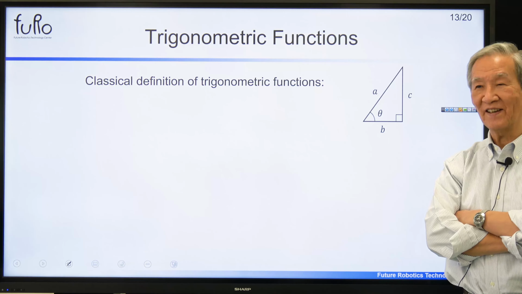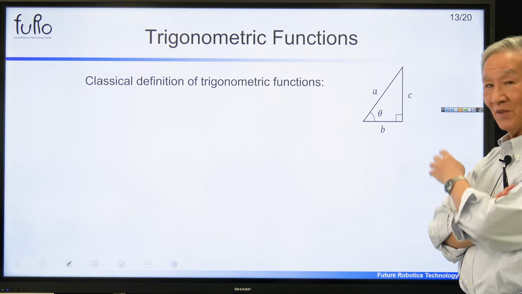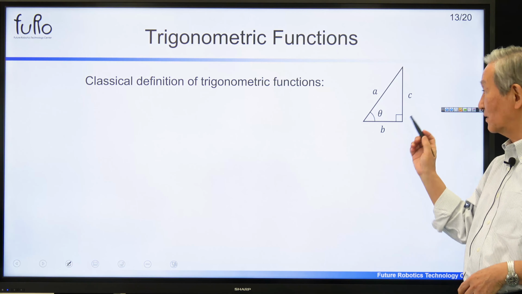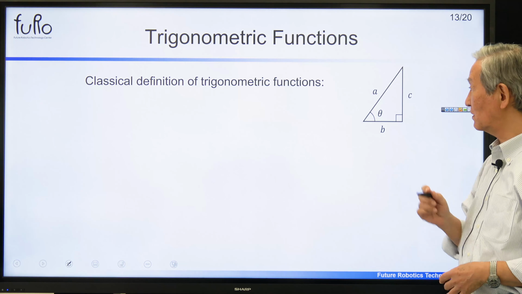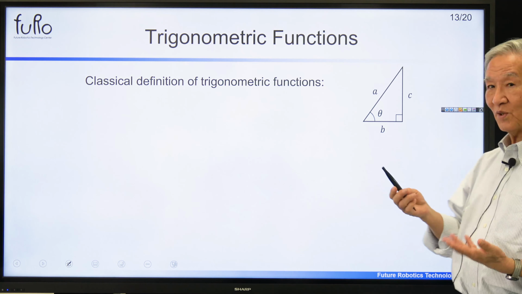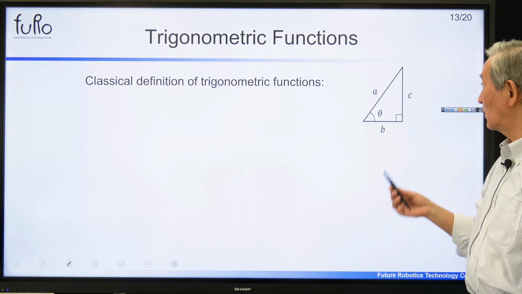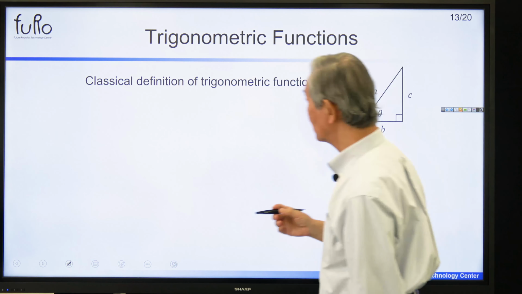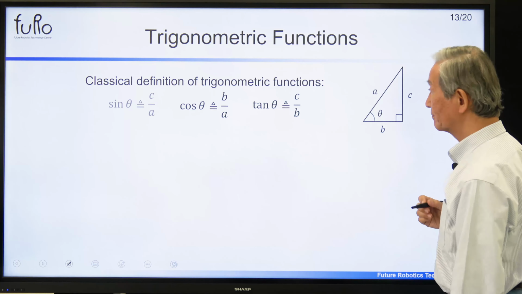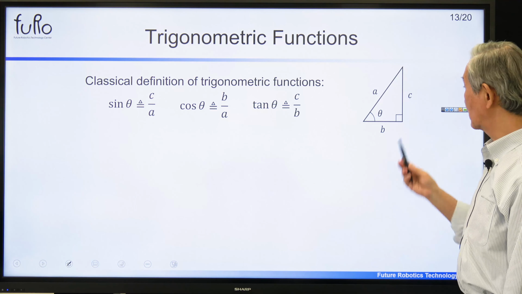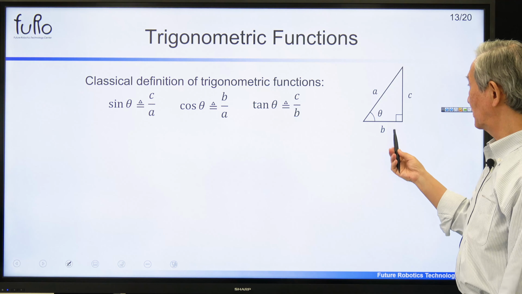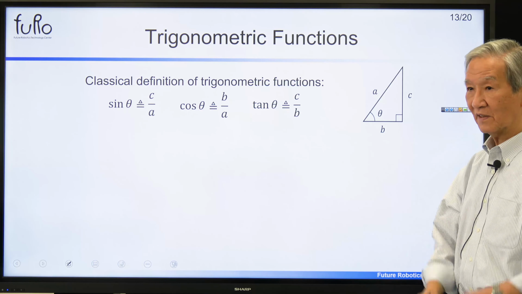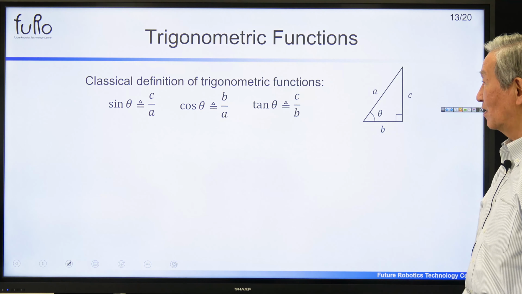Trigonometric functions, trig functions. You know the definition of a trig function. You use a right triangle, that's 90 degrees here. The sines, cosines, and tangents are defined by the ratio of those numbers here. Sine theta is c over a, cosine is b over a, tangent is c over b. That's the definition. Nothing wrong with it. That's fine.